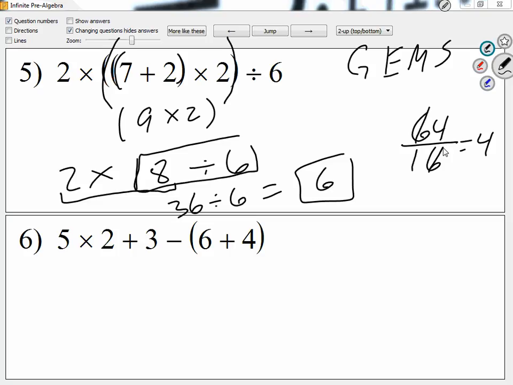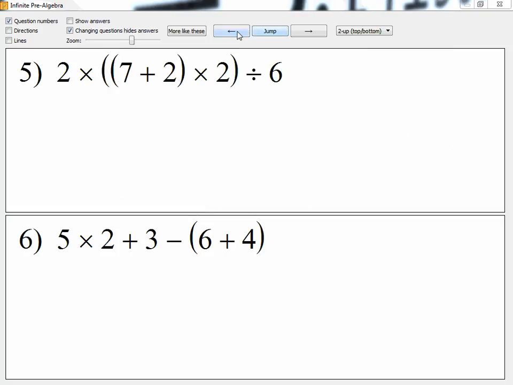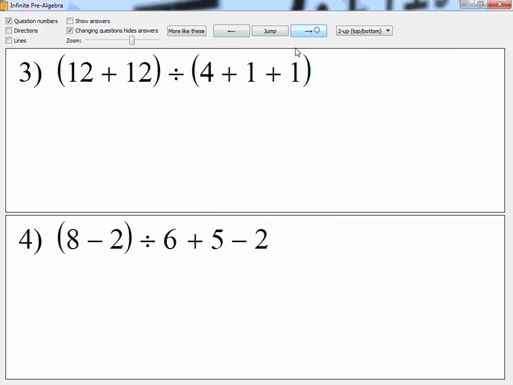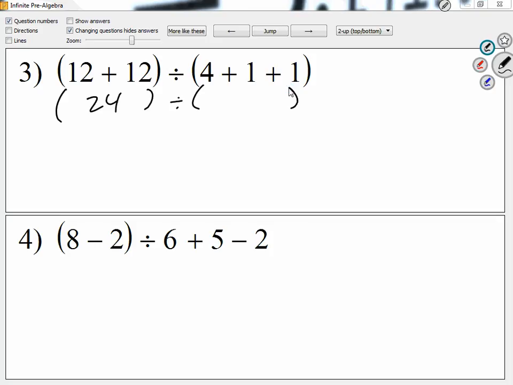Number 3, would you do it left or right first? We go from left to right, the way we read. So looking at number 3, just looking at that group, how much is 12 plus 12? So that's 24. The other group, how much is 4 plus 1 plus 1? 6. So now we have 24 divided by 6. 4.